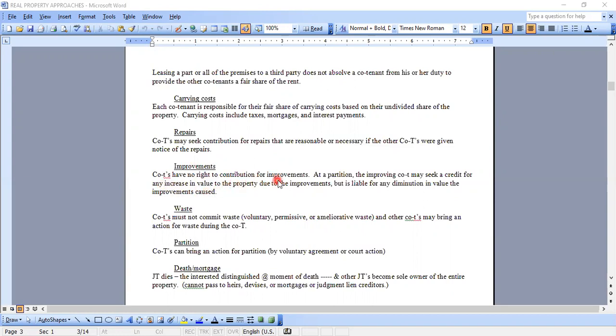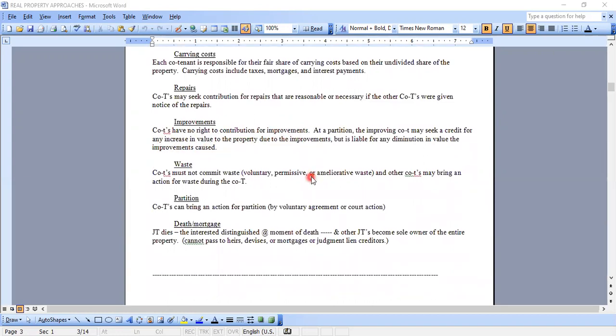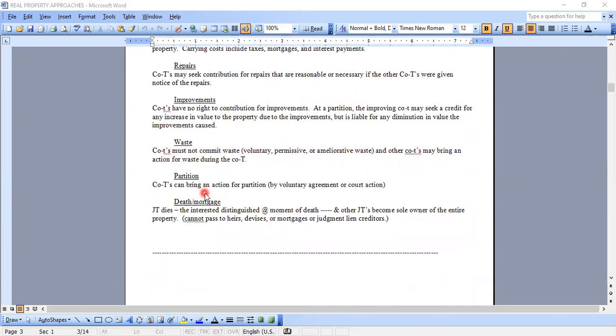Improvements: co-tenants have no right to contribution for improvements. None. Zero. Waste: co-tenants cannot commit waste, whether voluntary, permissive, or ameliorative waste. And other co-tenants may bring an action for waste during the co-tenancy. No waste. Partition: they can bring an action for partition by voluntary agreement or court action.